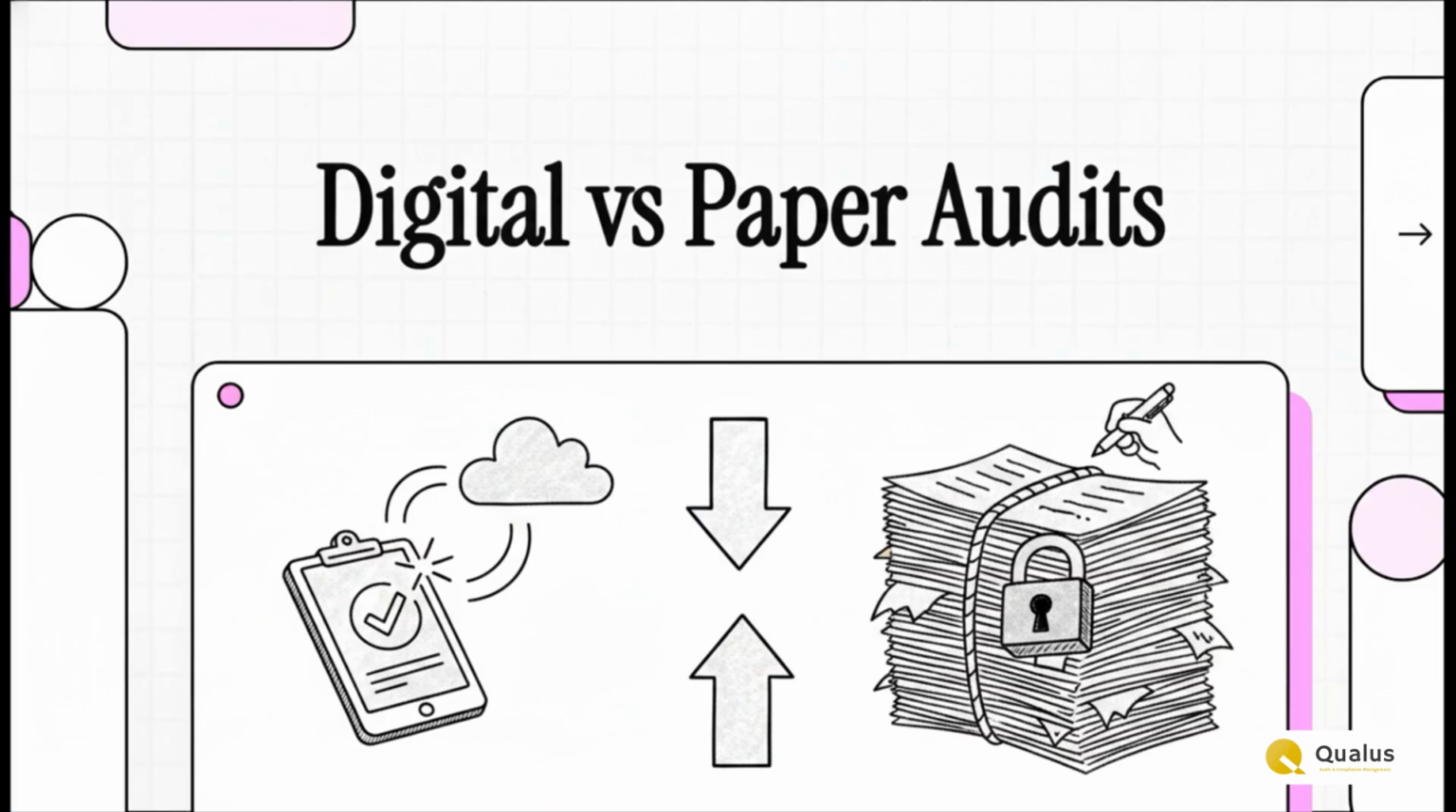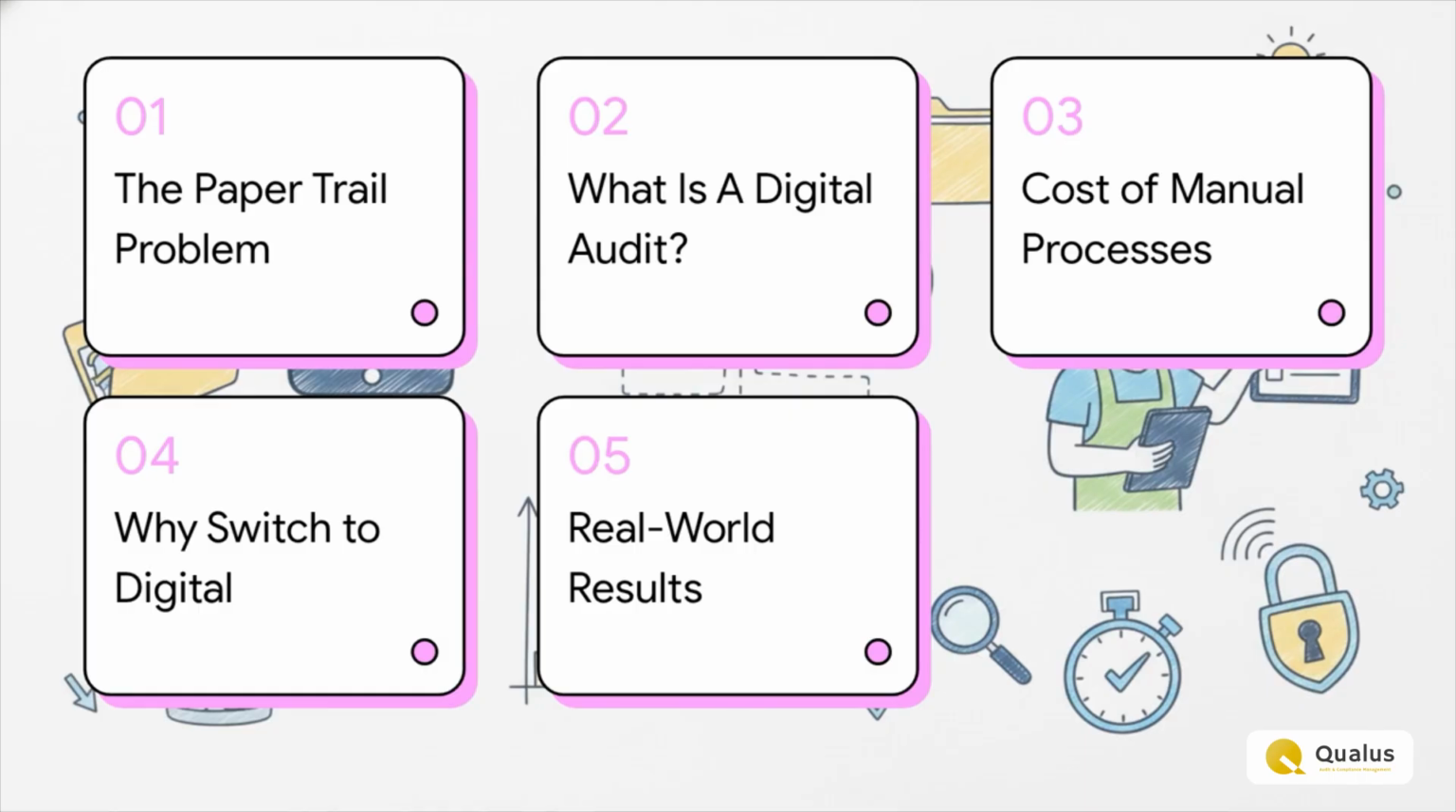Well, in this explainer, we're going to take a really close look at the tools we use to manage that burden. Specifically, we'll be comparing modern digital audit software right up against the traditional paper-based methods we all know so well. Okay, let's dive into this. First, we'll look at the paper trail problem. Then, what is a digital audit? Followed by the cost of manual processes, why organizations are switching, and finally, real-world digital results. By the end of this, you're going to see exactly how some teams are cutting their nonconformities by nearly a third. Let's get to it.